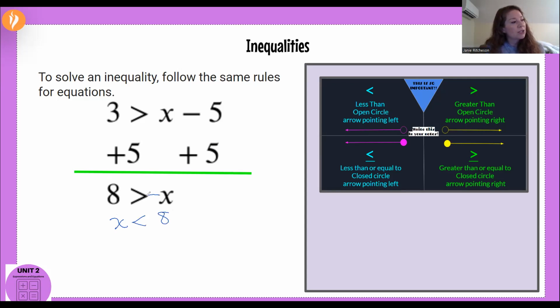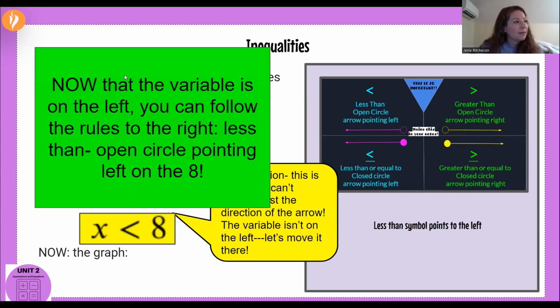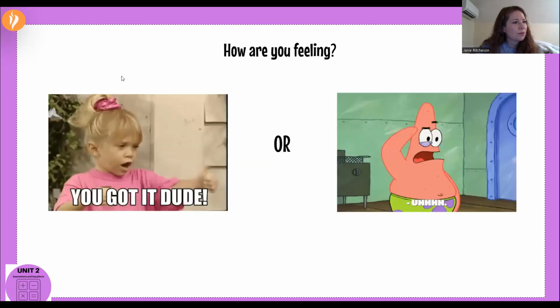If the small point points to the x here, the small part has to point to the x on the bottom one. Okie dokie. And so, of course, to graph that, we would have our number line. We'd have 8 here. We'd have an open circle because it isn't equal to 8, but it's any number to the left of 8 on a number line. There it is. Now graph it. That's what we did. Yep. Now that the variable's on the left, you can follow the rules. Less than, open circle, so on and so forth.